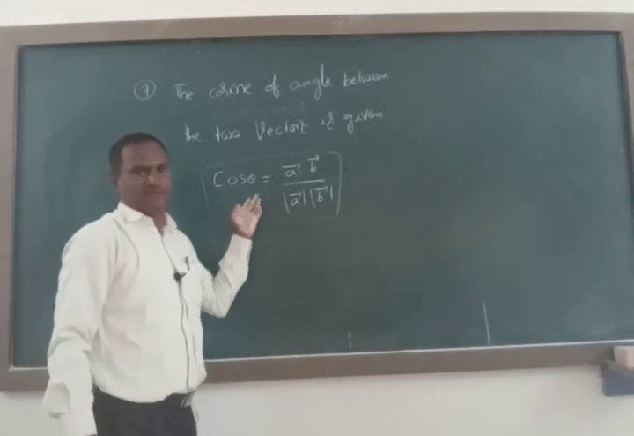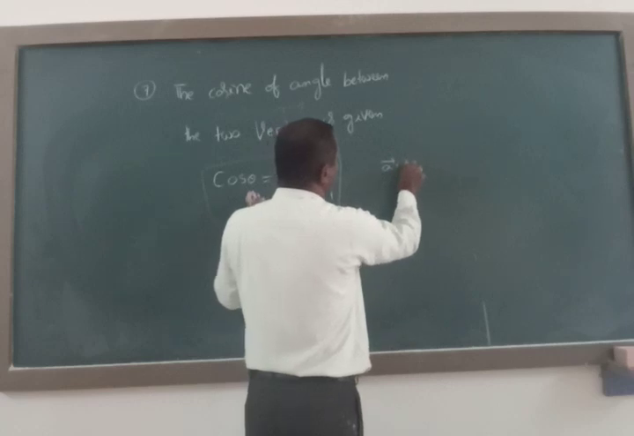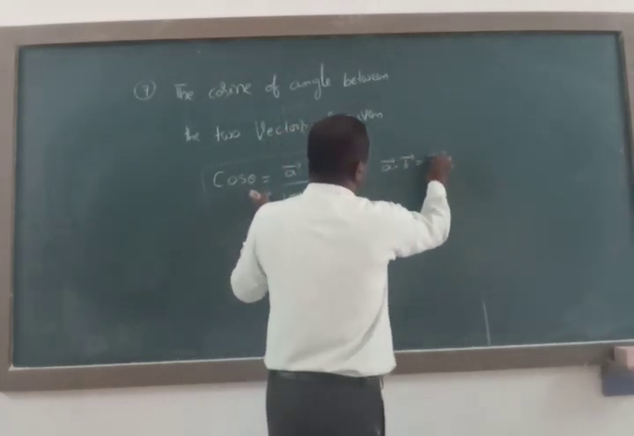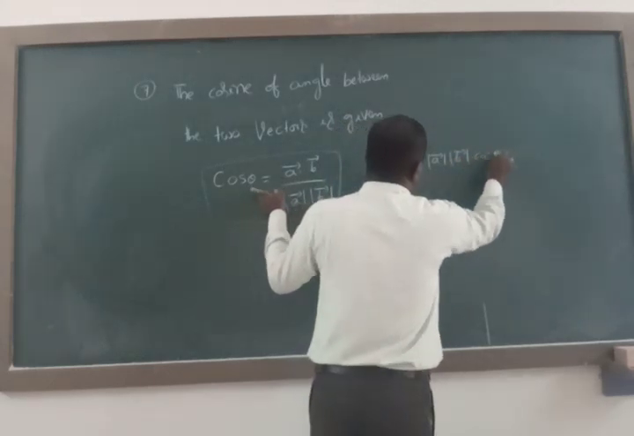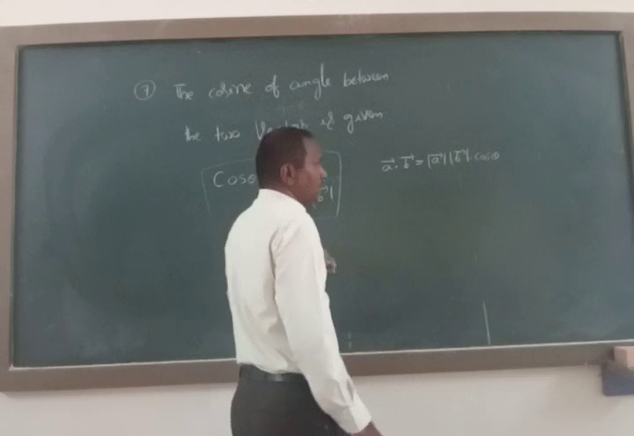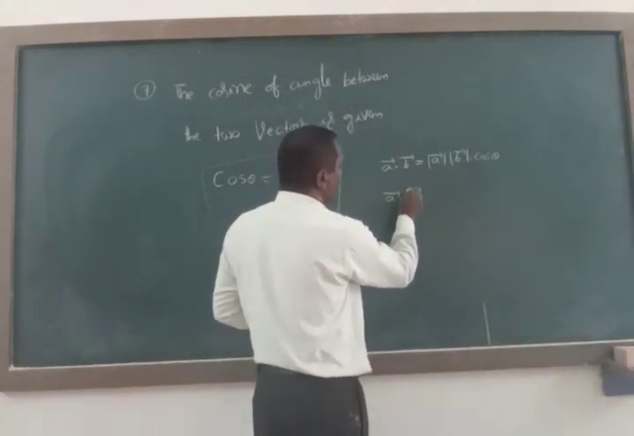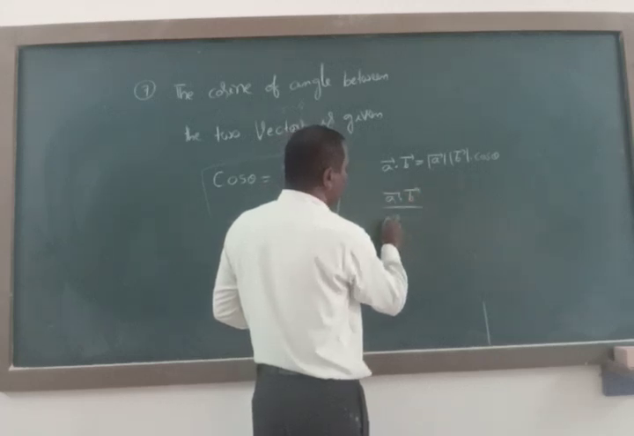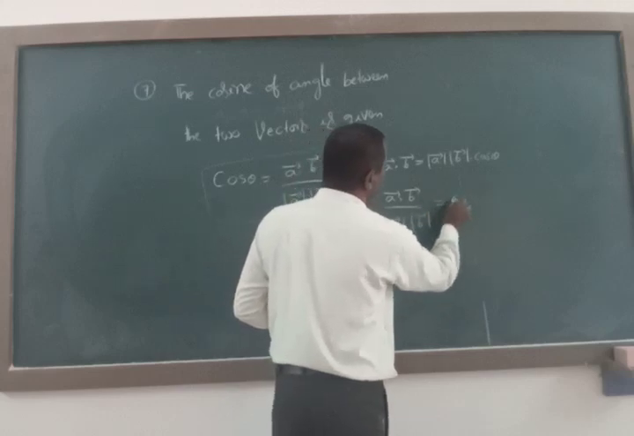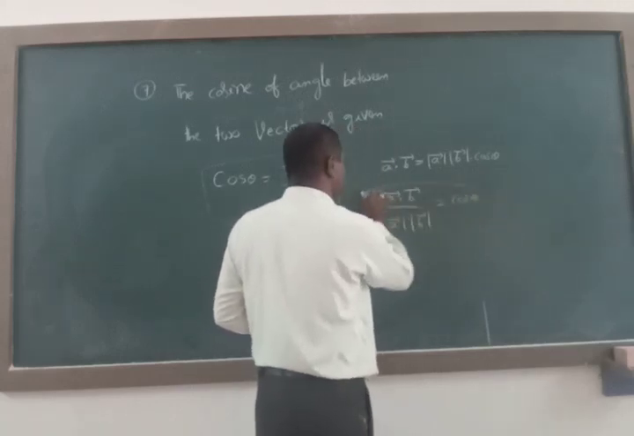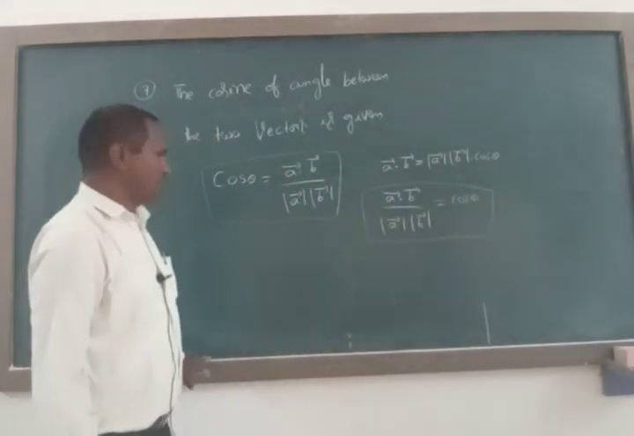We are taking this from the definition only. We have the definition of the dot product: A bar dot B bar is equal to magnitude of A bar into magnitude of B bar into cos theta. Since the right hand side is a product, it becomes a divisor on the left hand side. Then A bar dot B bar whole divided by magnitude of A bar into magnitude of B bar is equal to cos theta. Like that we define the formula for the angle between the two vectors.